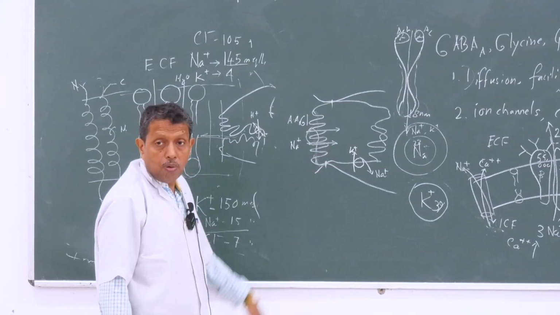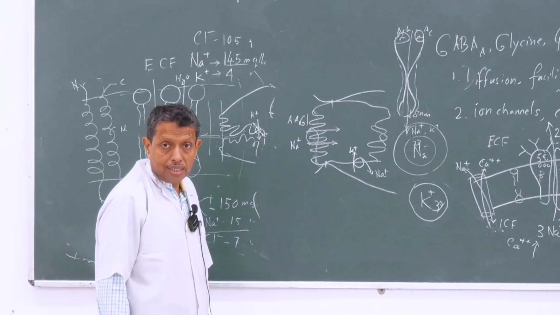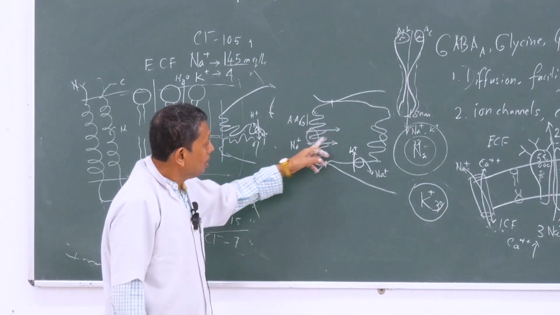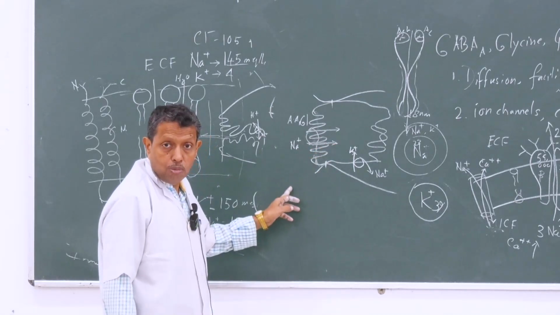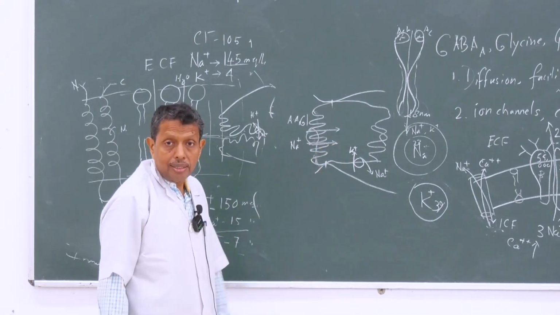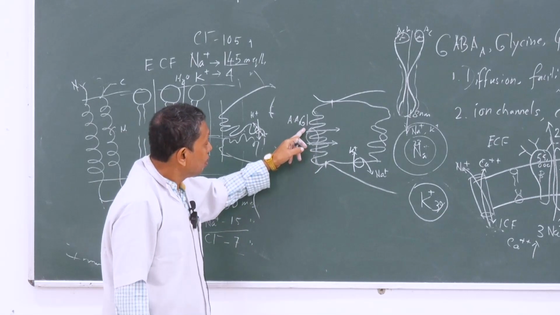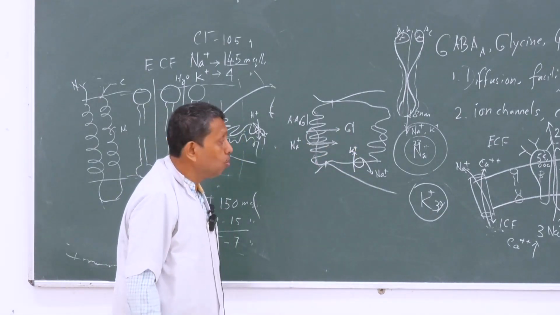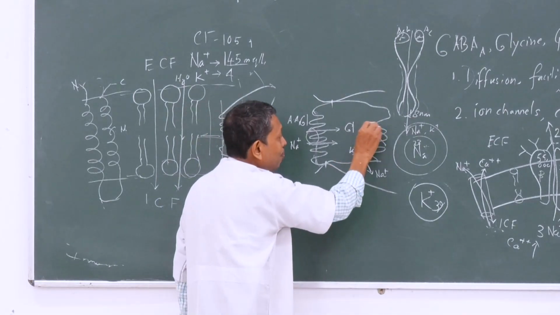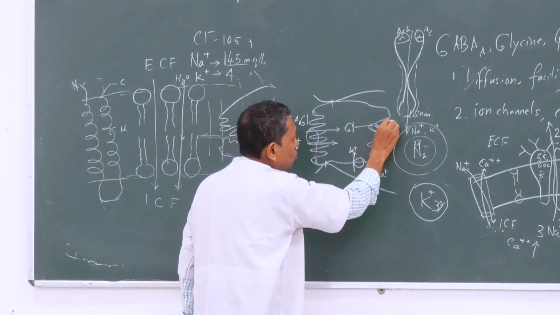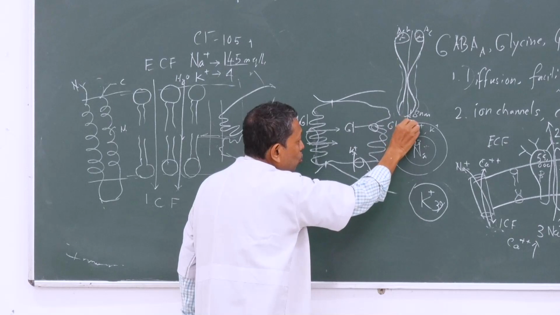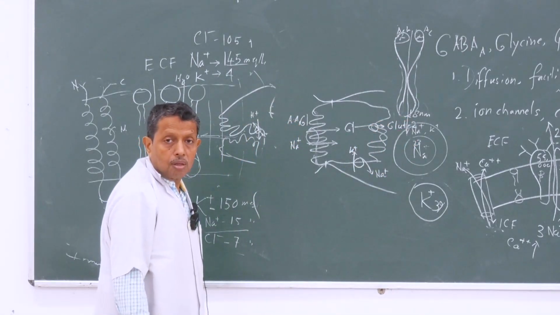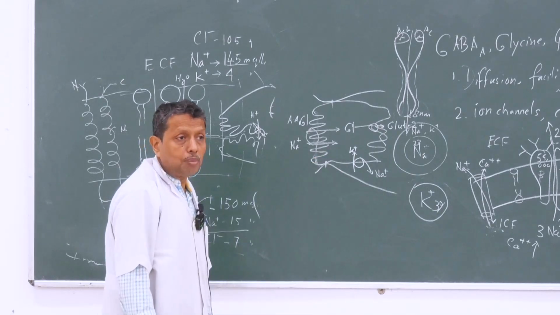Suppose minus 50 millivolt membrane potential, inside negative. At the same time, the concentration is 10 times higher outside, on the luminal side. So sodium will enter, and it will bring glucose in. And glucose then exits by the transporter called GLUT2. So it is an example of secondary active transport.